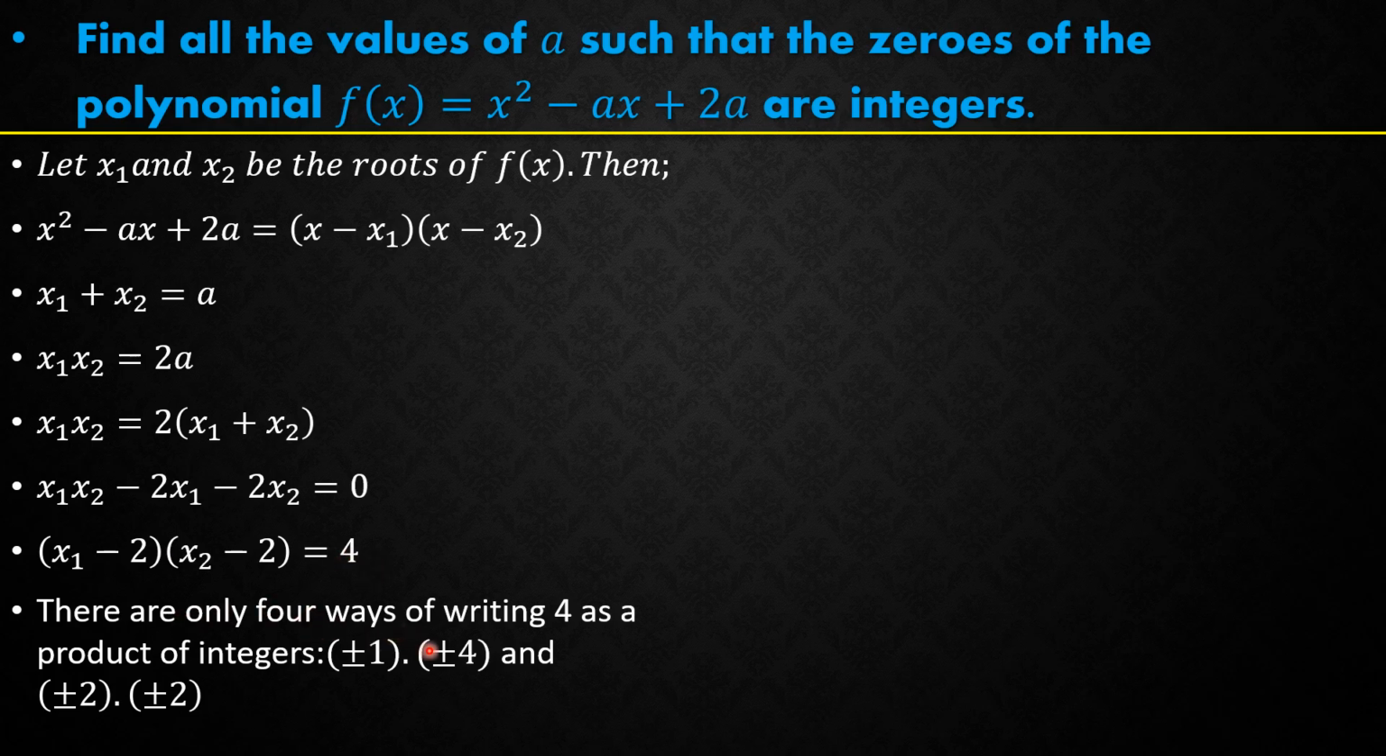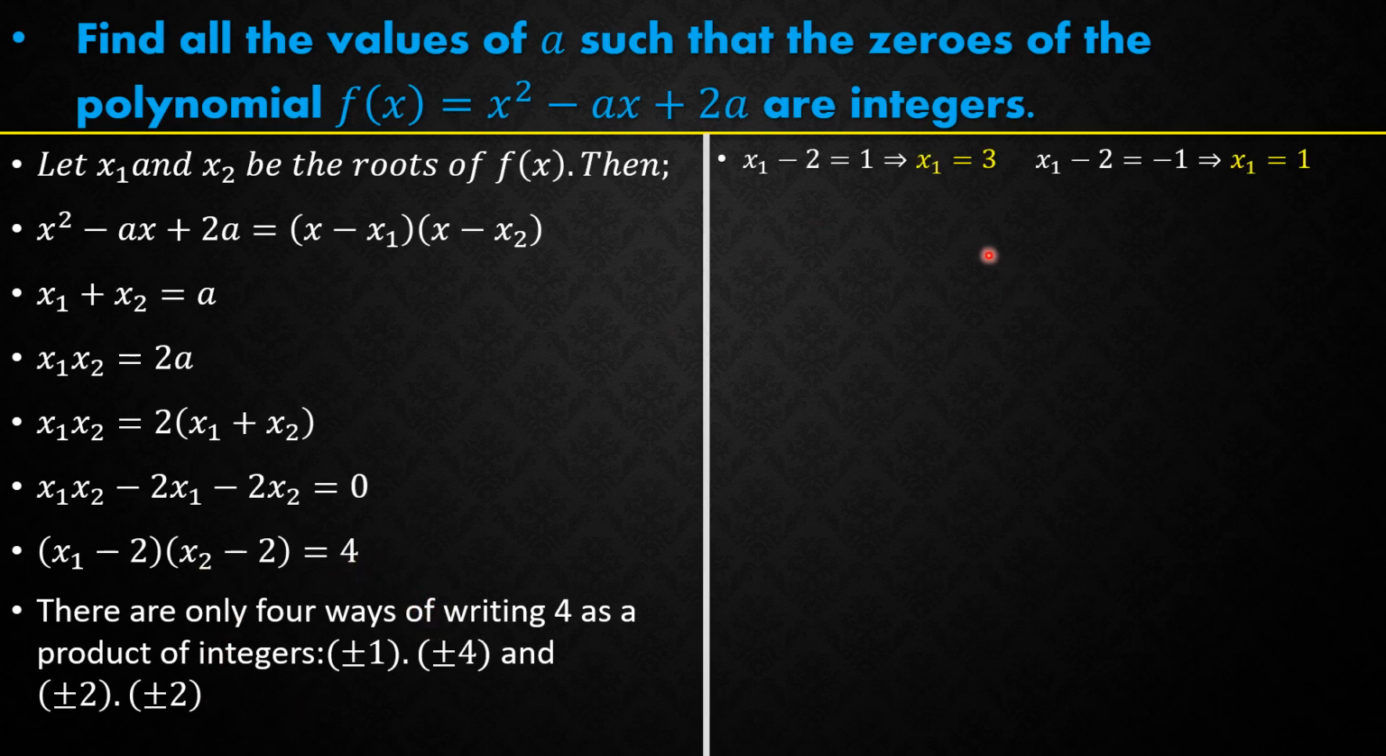There are only 4 ways of writing 4 as a product of integers. What are those ways? You can have positive 1 times positive 4, which gives you 4, or negative 1 times negative 4, which gives you 4, or positive 2 and positive 2, which gives you 4, or negative 2 and negative 2, which again gives you 4. These are the 4 different ways you can multiply integers to get 4.